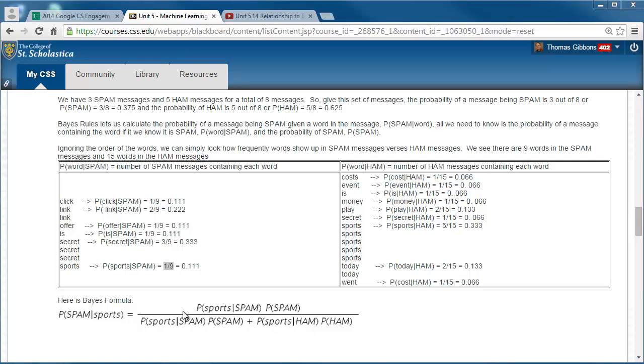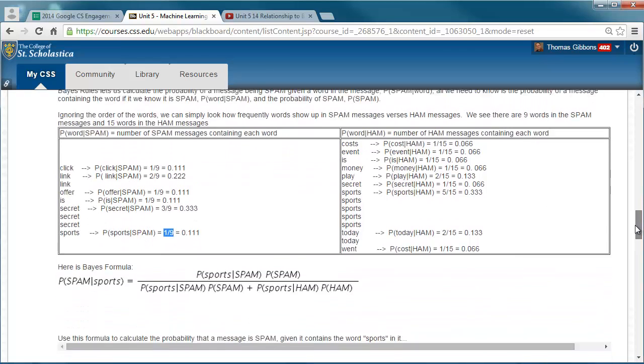So when I plug in these probabilities and run this calculation, I get a probability of 0.067 for a message being spam given sports, which is a really low probability, which makes sense because most of the time when we see the word sports, it's in a ham message. So 0.067 is a good low probability.